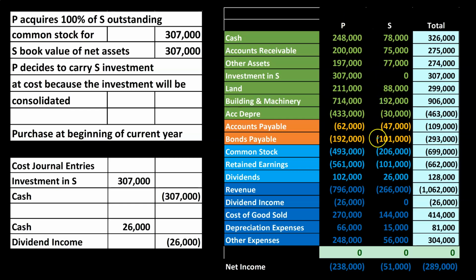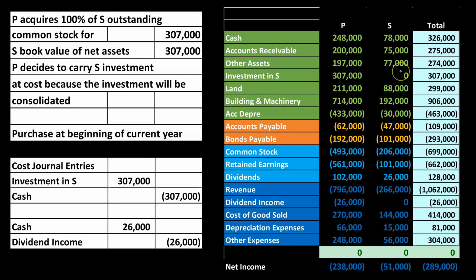So we have these two things that are lining up. The GL accounts are pretty much the same. So we've got P's books and S's books, and we're just going to add them up then. It's great. So then we have the 248,000 plus the 78,000 for cash is the 326,000. Accounts receivable, the 200,000 plus the 75,000 is 275,000. Other assets, the 197,000 plus 77,000 is the 274,000, and so on and so forth.